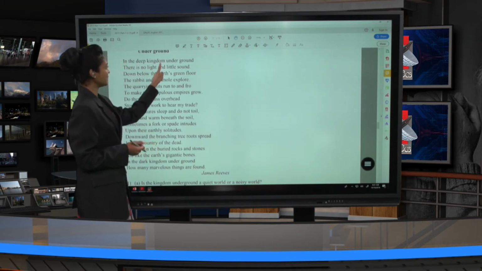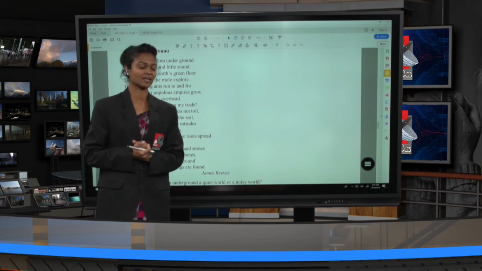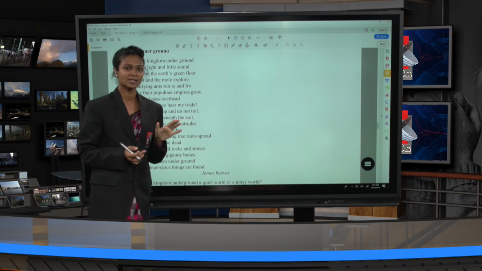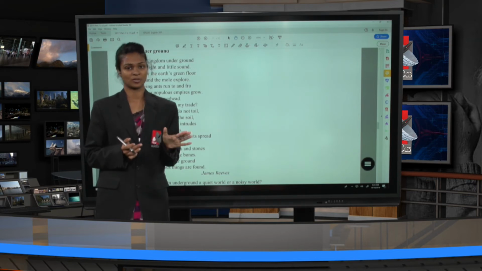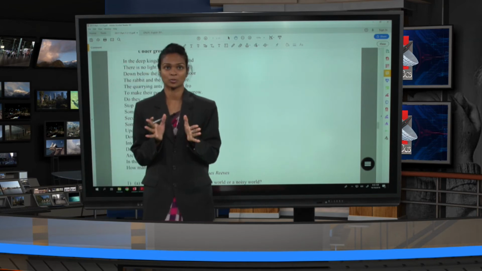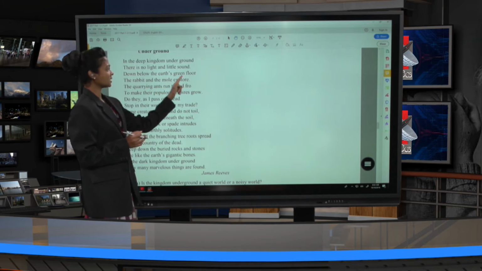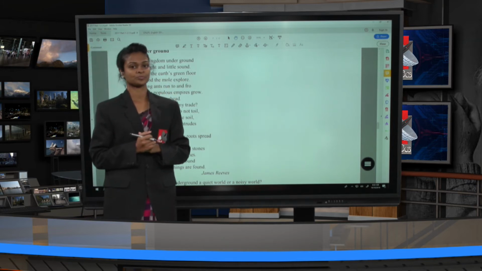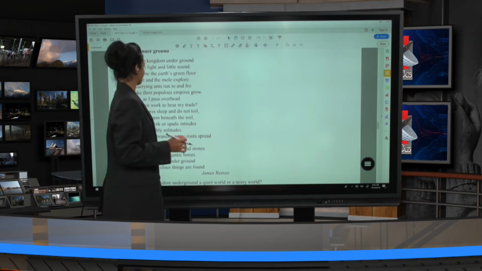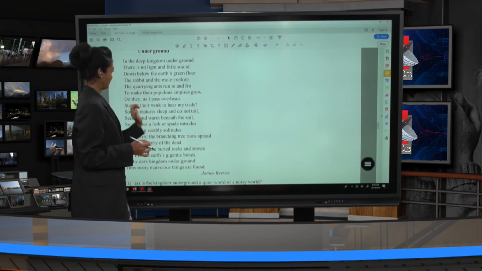Look carefully, line by line. In the deep kingdom underground. It's a kingdom. A deep kingdom underground, there is no light and little sound. No light and little sound. Right? Down below the earth's green floor. Down below. The rabbit and mole explore.